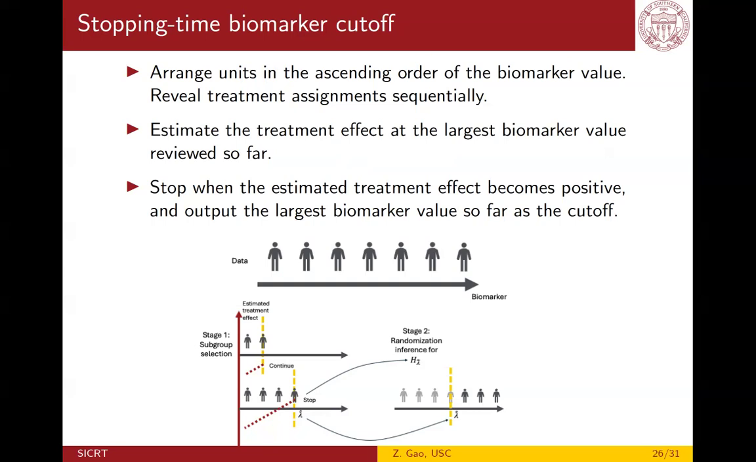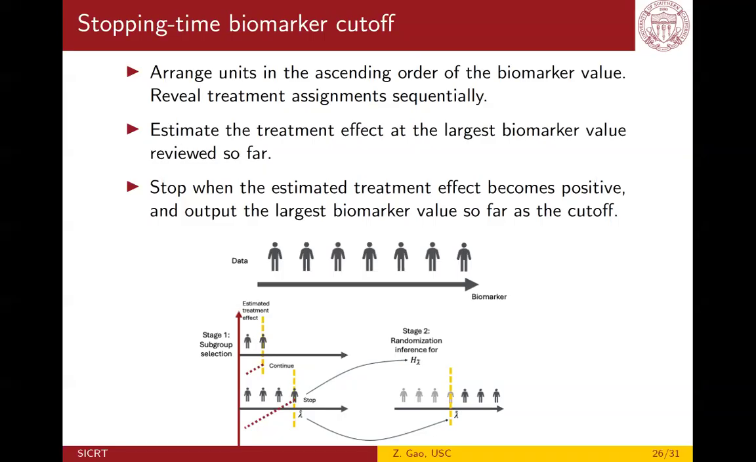We will arrange all the units according to their biomarker value from small to large. So we're expecting that the treatment effect is also increasing from low to high. And then we will sequentially review their treatment assignments. We will first review the assignment of the first one, and then the second and the third, basically in the increasing order of their biomarker as well as their treatment effect value. At some point, we have reviewed a bunch of their treatment assignments, and then we estimate the treatment effect at the largest biomarker reviewed so far. For example, if we know the first 3 units, we aim to estimate the treatment effect at the third unit, which is associated with the highest biomarker reviewed so far.